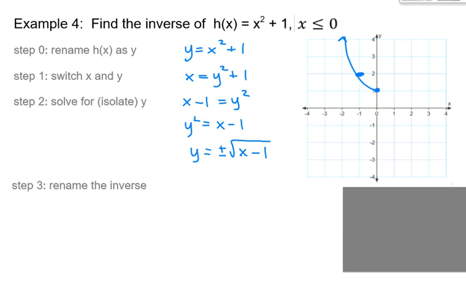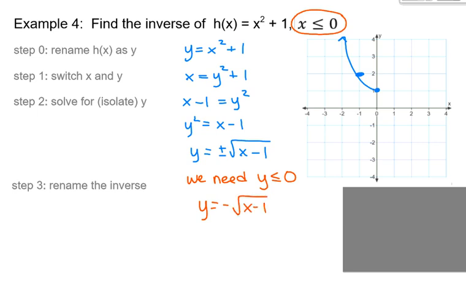bit differently. So remember how in the original it said that x was less than or equal to 0? And remember how we've talked about how your domain and range switch for an inverse? So if the original has x less than or equal to 0, then for the inverse we need y to be less than or equal to 0. So we only want the piece of this answer that corresponds to y values that are less than or equal to 0. That means we only want the negative y values.